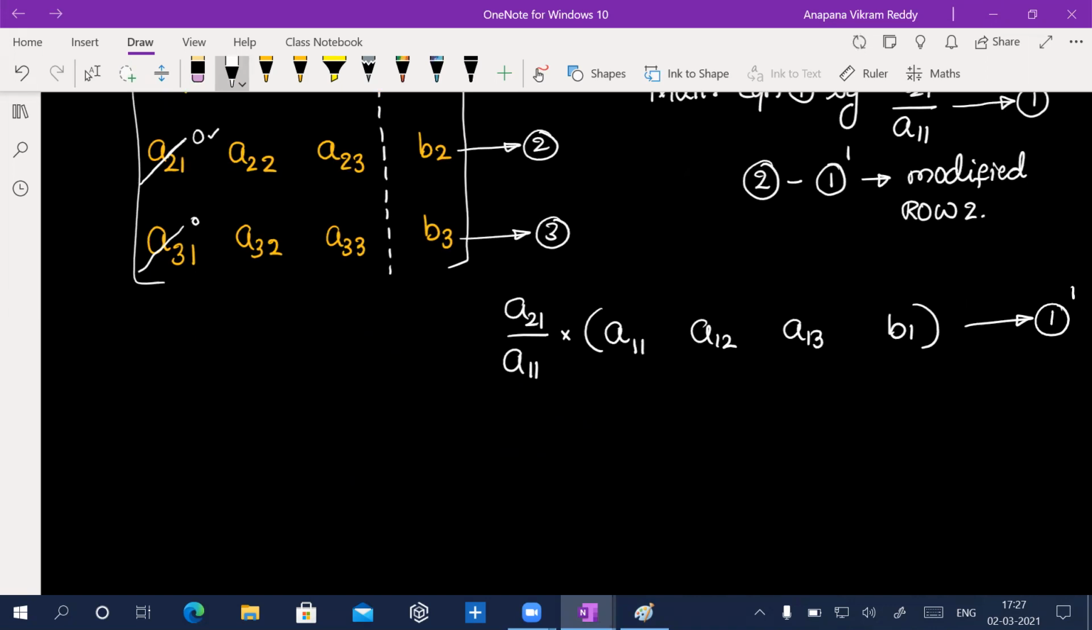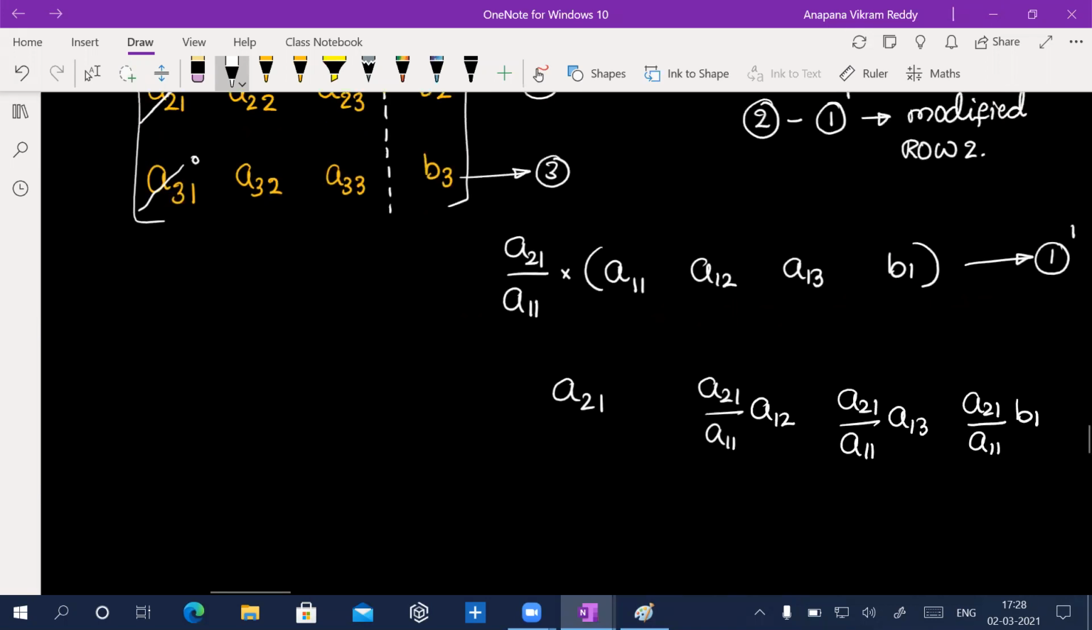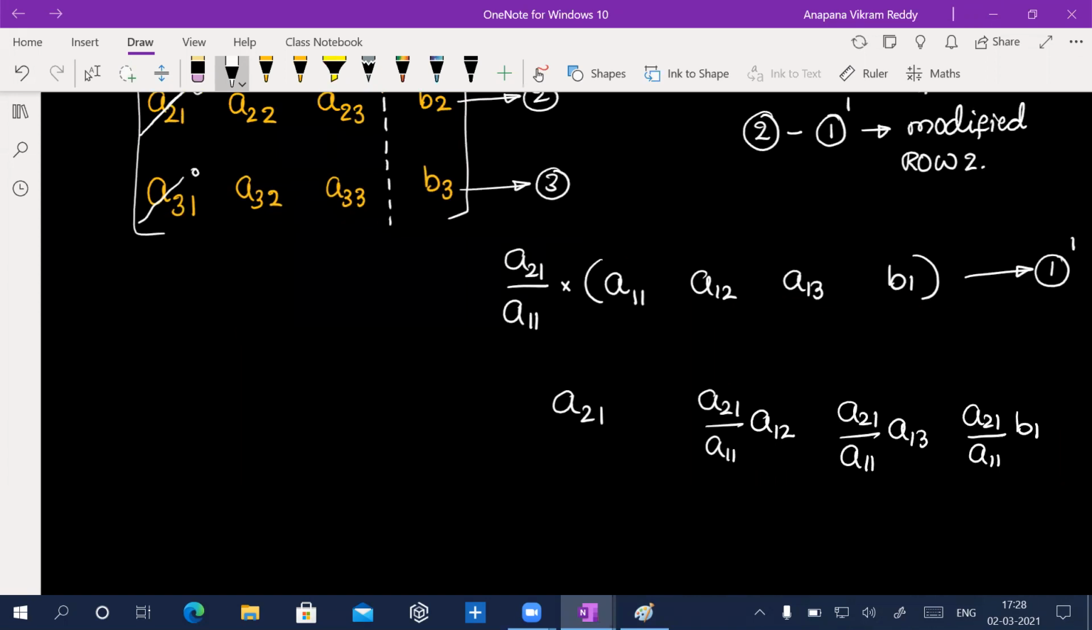So if you do this, now what do you have? You have A21. See, A11 is cancelled out here. Then you have A21 by A11 multiplied by A12, and again A21 by A11 multiplied by A13, and again A21 by A11 multiplied by B1. Agree? I just multiplied, sir, right? Simply multiplied. I didn't do anything special. I just multiplied row 1 by this ratio, A21 by A11.